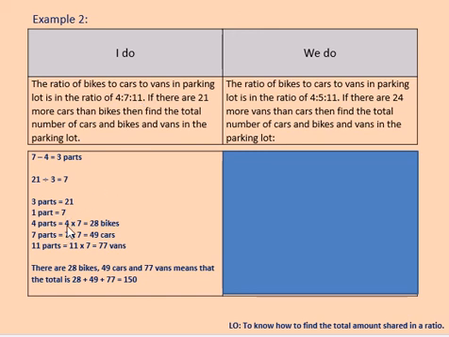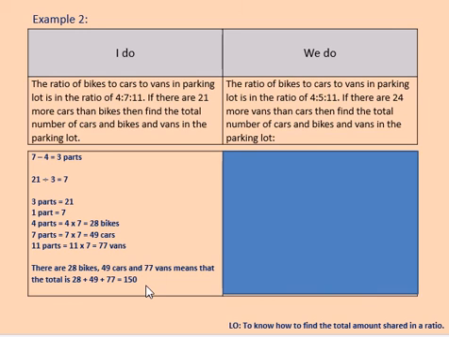So 1 part is 7, 4 parts is 4 times 7, 7 parts is 7 times 7, and 11 parts is 11 times 7. So you get 28 bikes, 49 cars, and 77 vans. Adding those all up, we get a total of 150 cars, bikes, and vans.